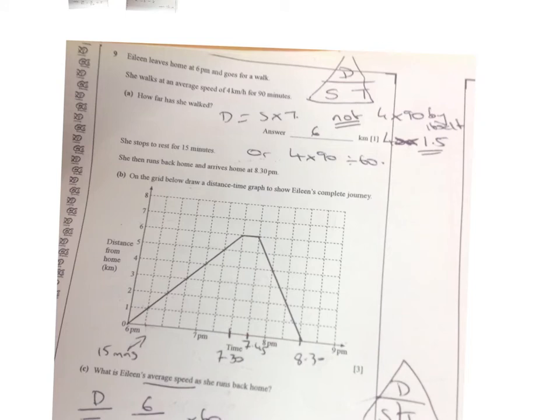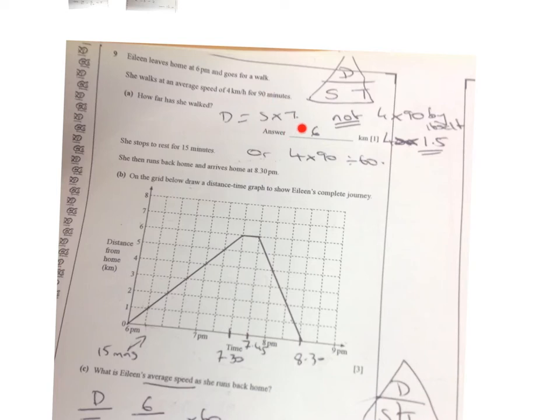Now, this is the speed, distance, time question. We have got to get these questions right. Eileen leaves home at 6 and goes for a walk. She walks at an average speed of 4 kilometers an hour for 90 minutes. How far has she walked? That's distance. So we put in our formula, we cover distance, and that means speed multiplied by time. So the speed is 4 multiplied by the time, which is 90.